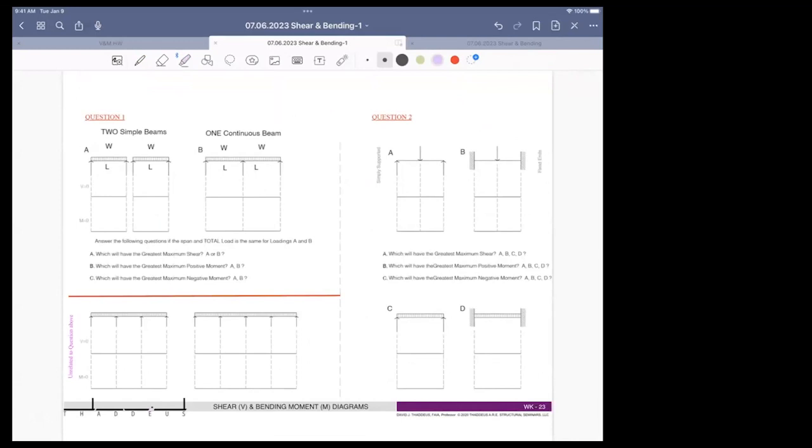Let's try to answer these questions. These are from past AREs, many, many moons ago, but the questions are good and they make good sense.